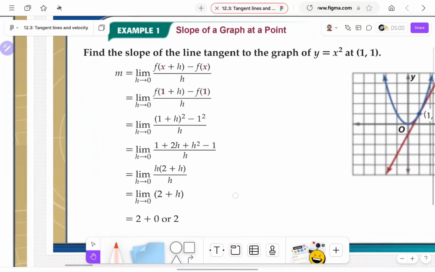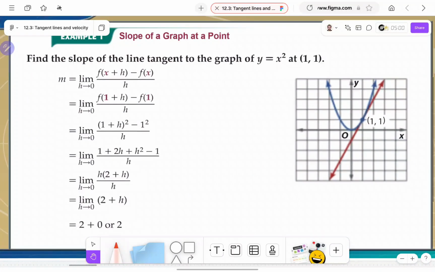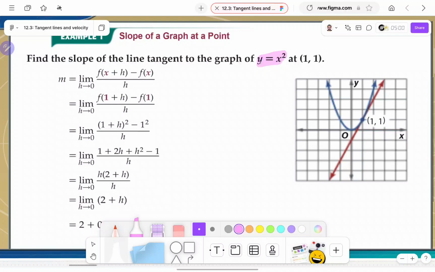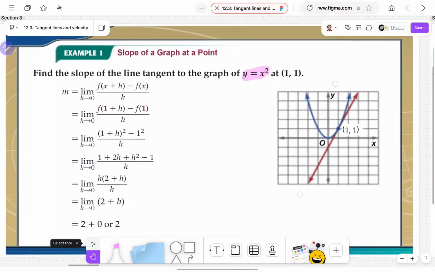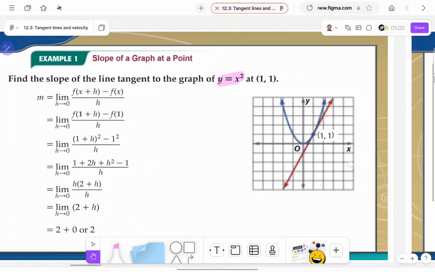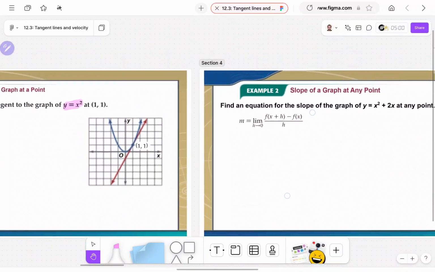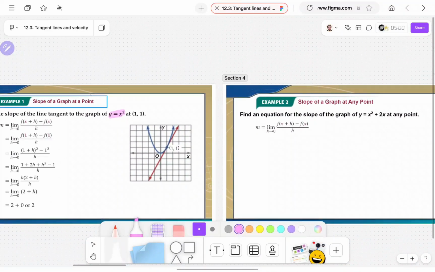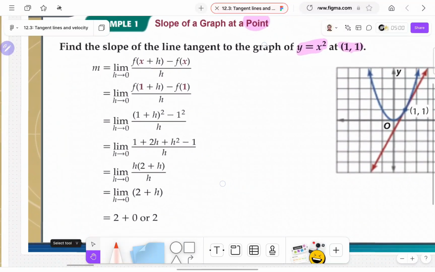Let's go here to the first example to understand how we can use the formula. Find the slope of the line tangent to the graph y equals x squared at the point 1 and 1. Also, we are going to use the formula to find the slope at any point. So look at these two examples. The first one asks me to find it at 1 point, which is given as 1 and 1. Here it will ask me to find it at any point. The question will not give just 1 point. Okay, let's learn how we can do it at 1 point here.